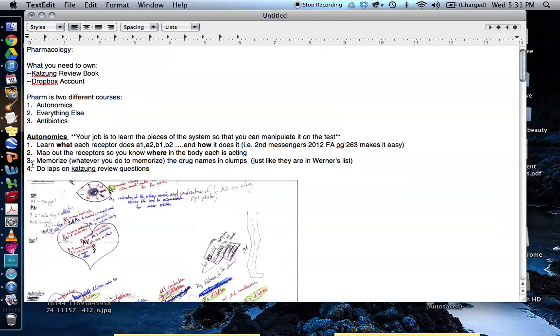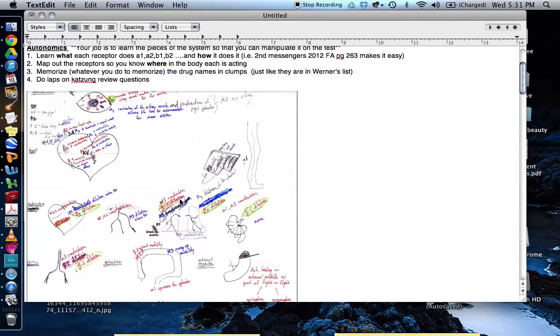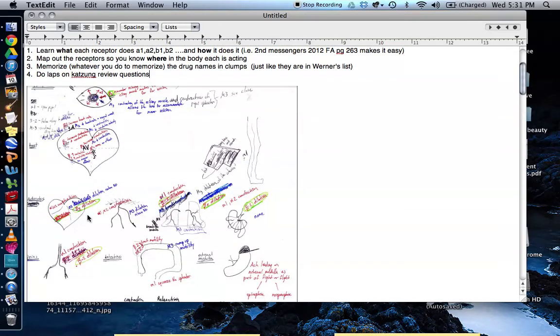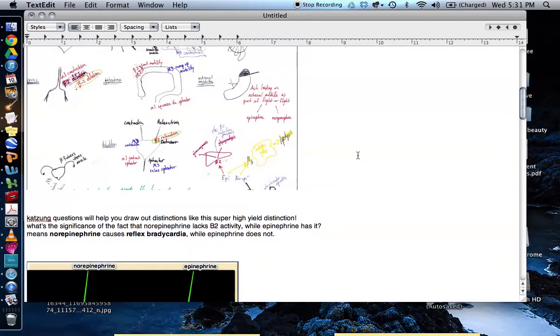So with steps 3 and 4, I would flip-flop, go back and forth, keep this list in front of you, your drawing, so you can always refer to it. You want to see these things a million times, till you really know where all those receptors are and what they're doing.